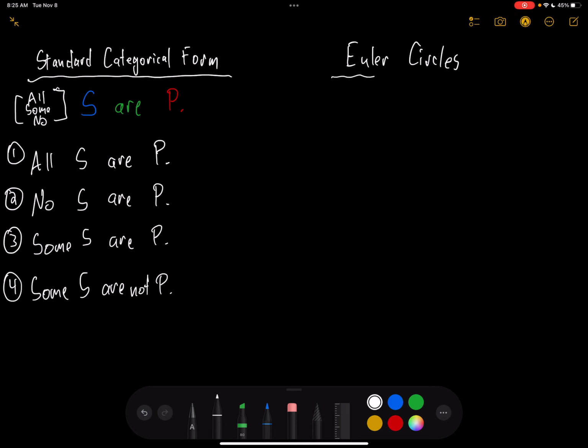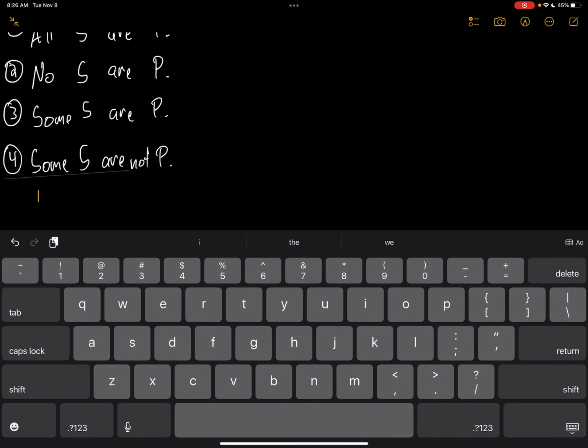So Euler circles are this nice little tool to help us visualize what is happening. The basic idea is this. I can draw a circle and have it represent a group. So this circle might represent all of the dogs, and thus every single dog is represented within that circle. Then I can draw other circles to show what the various relations between these groups are.